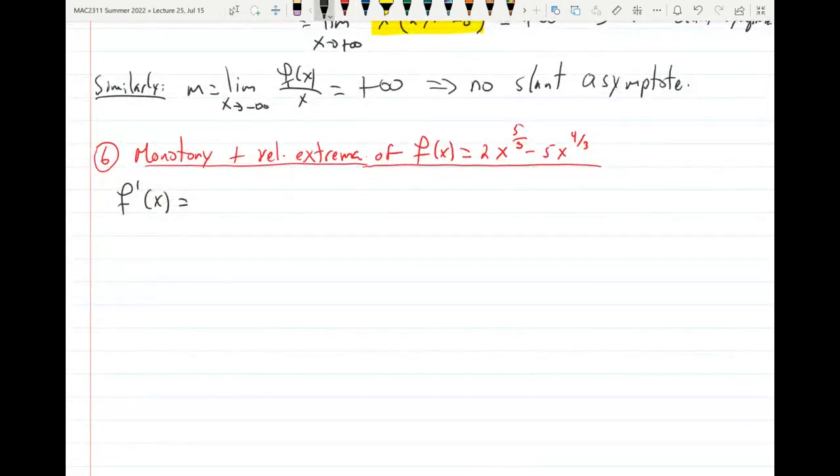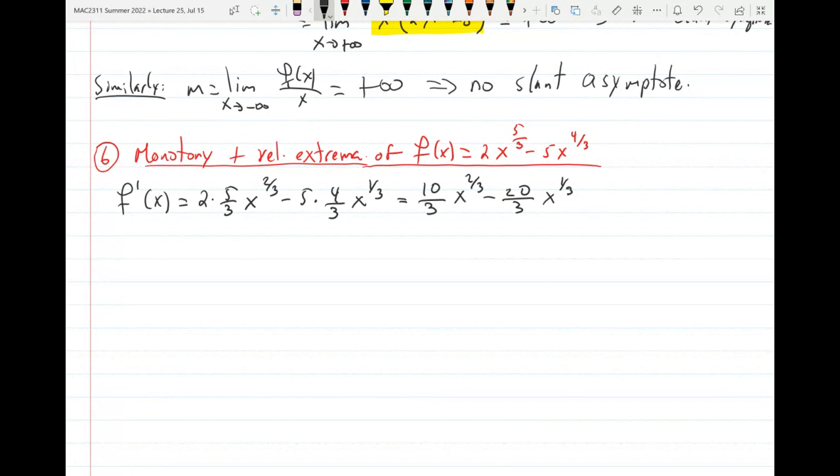Okay, so for that, we know we need to look at the first derivative, so let's do it. So it's going to be 2 times 5 over 3 x to the 2 over 3, just subtract 1, minus 5 times 4 over 3 x to the 1 over 3. Okay, so that means the first derivative is 10 over 3 x to the 2 over 3 minus 20 over 3 x to the 1 over 3.